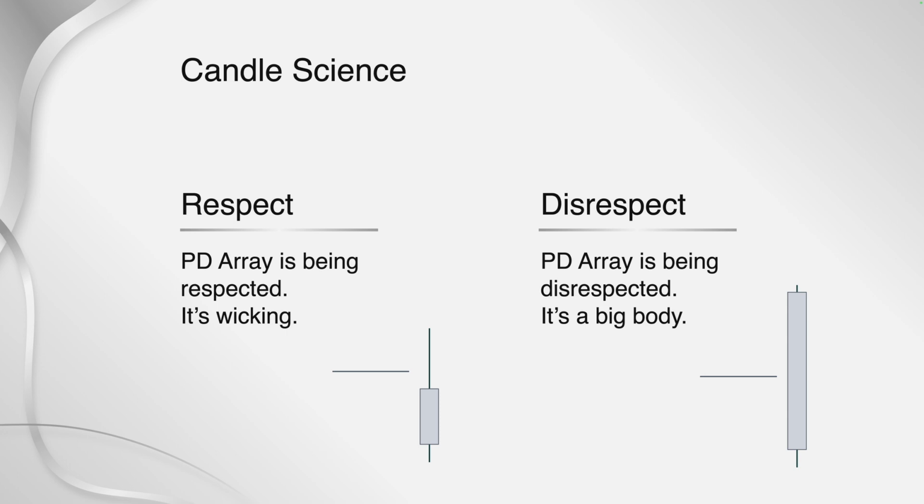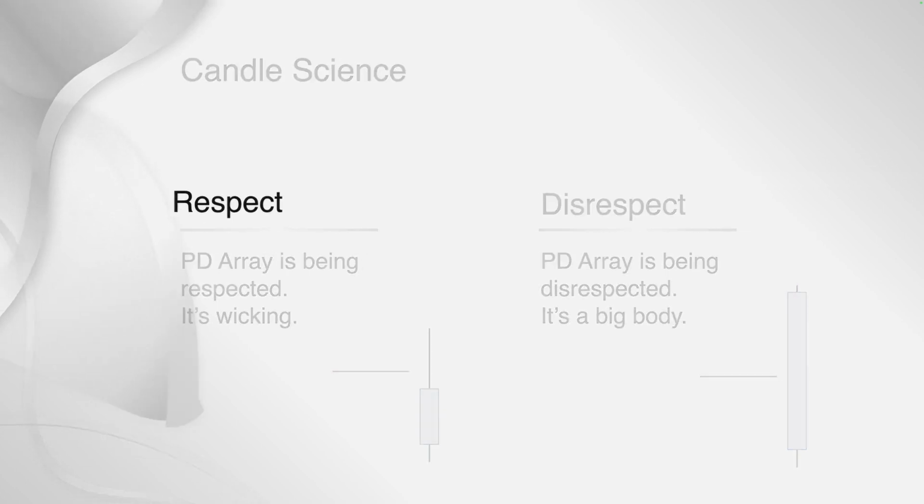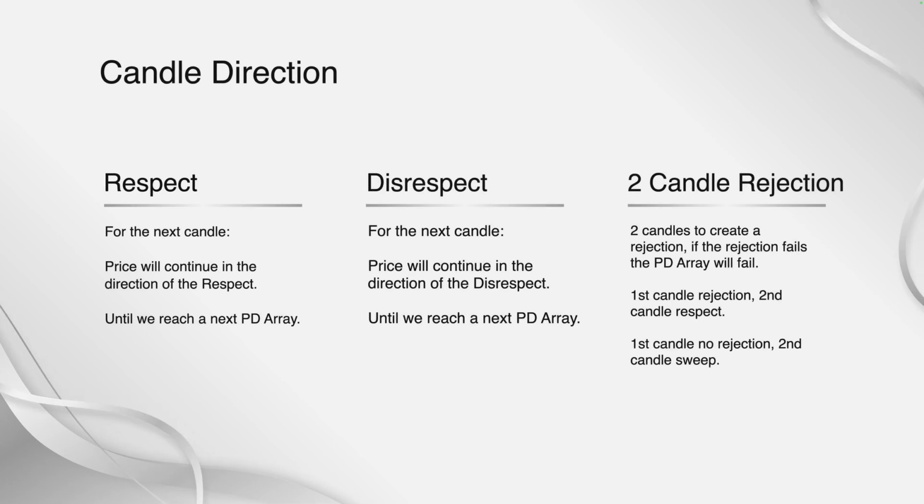Now, with this basic understanding right here, how can we then use this to our advantage? How can we now understand the direction? What do these candles tell us about where we want to trade towards next? That is where the candle direction comes in. And in candle direction, we again have the respect. So for the next candle, price will continue in the direction of the respect.